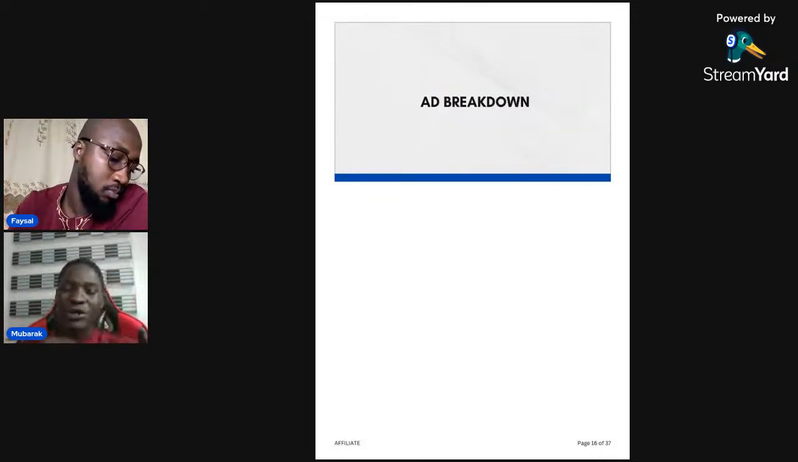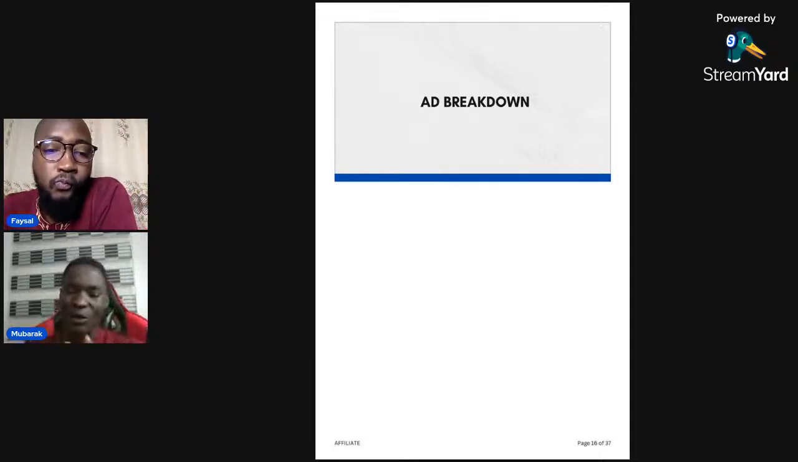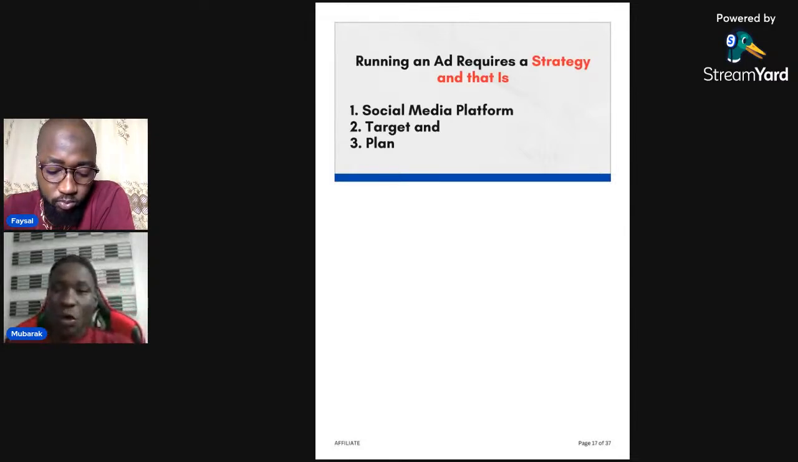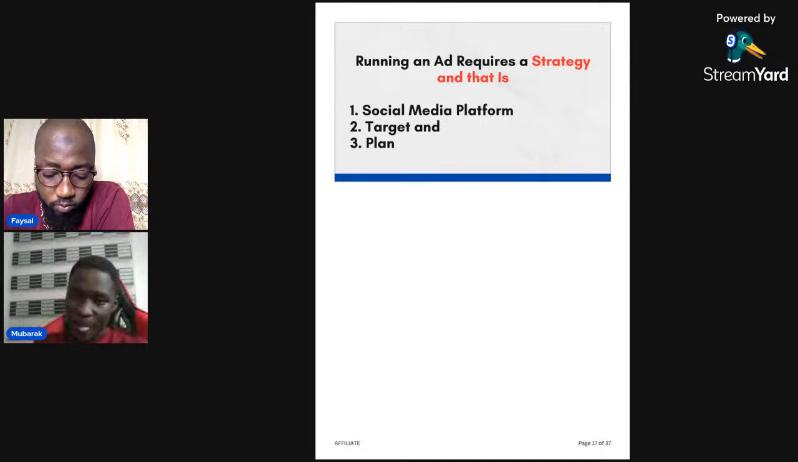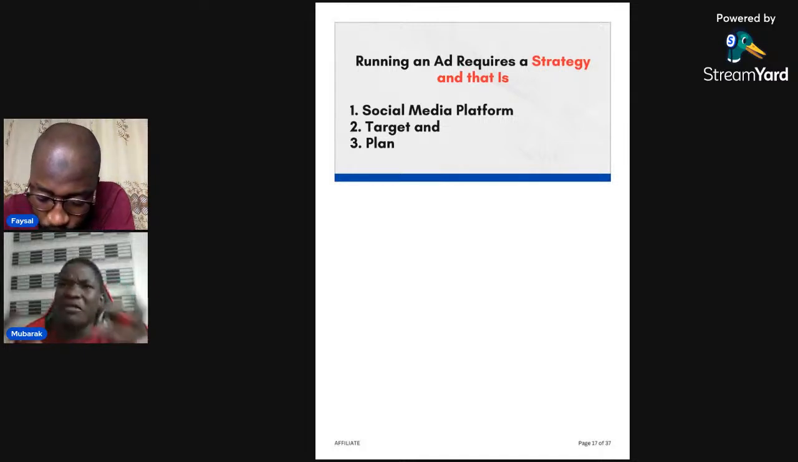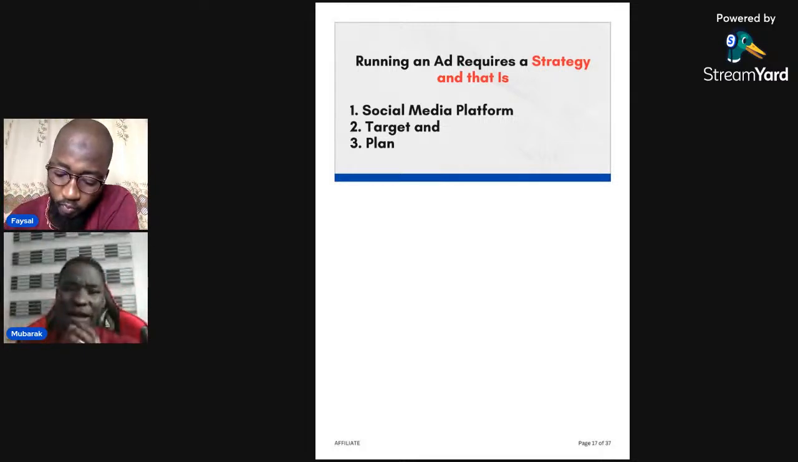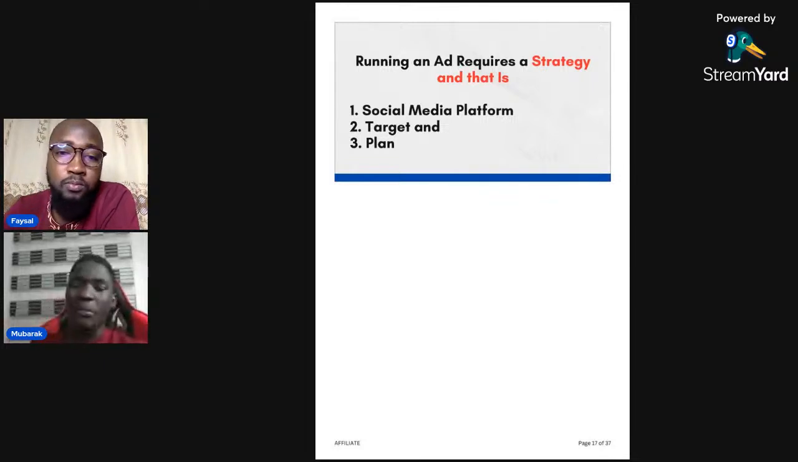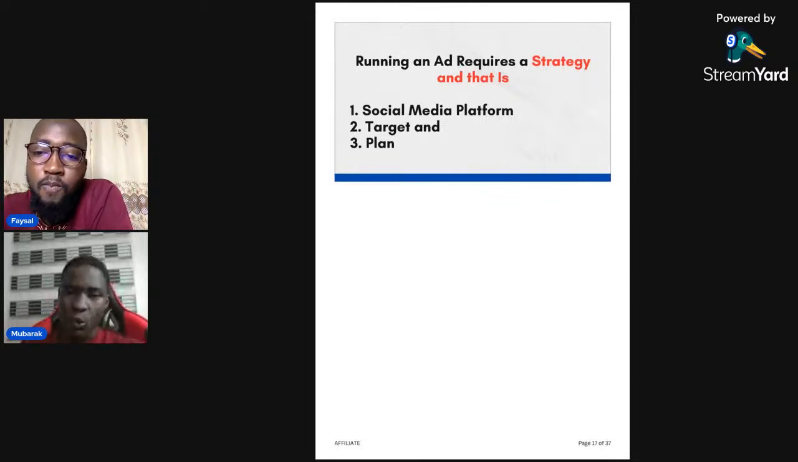So let us have one simple ads breakdown, like how an ad works, and some other important things that you should know when running an ad. Do you understand? So running an ad requires a strategy. You can't just run an ad without having a strategy, without having a plan, just expecting yourself to start doing what you want. It's not that possible. You must have a written strategy. You must have a good plan. Do you understand? So that's the thing.